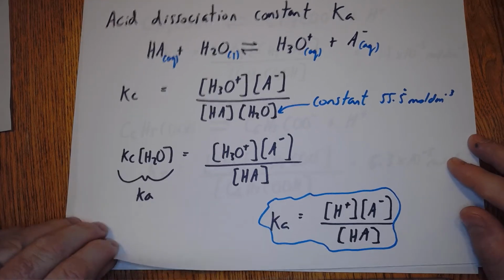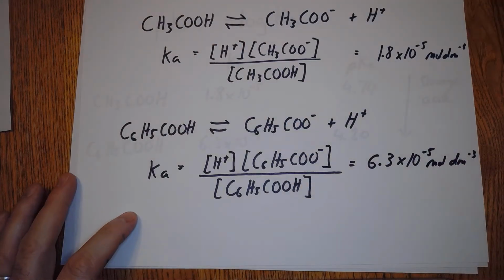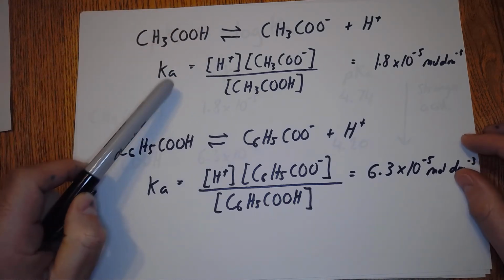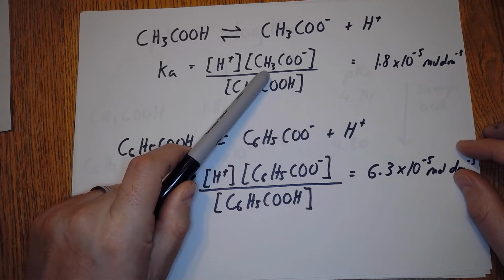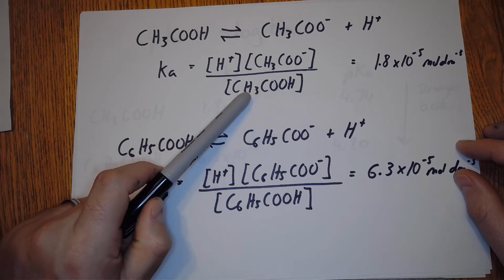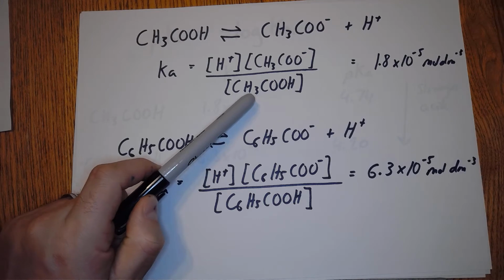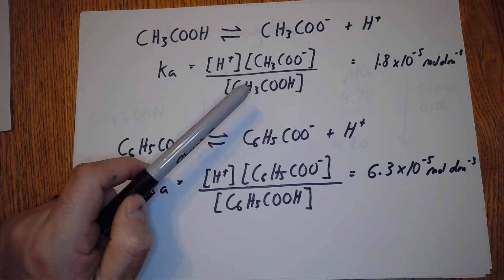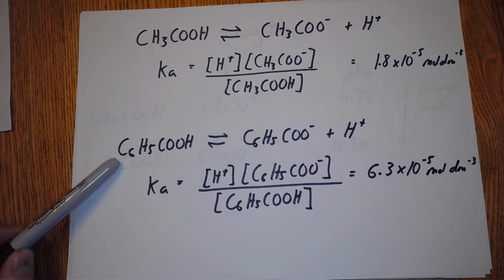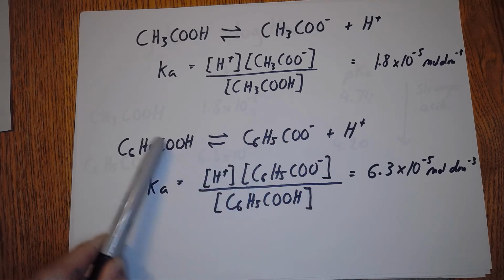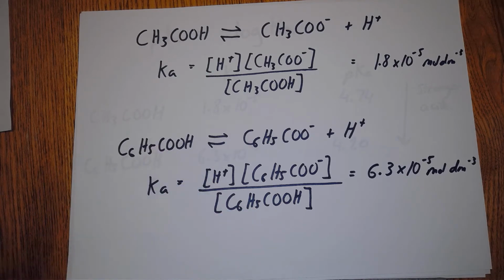So for example, the top one here we have ethanoic acid. We've got Ka is simply H plus times the ethanoate concentration divided by the concentration of the acid. Okay, and the actual value comes out at 1.8 times 10 to the minus 5 at 298 Kelvin. Here's benzoic acid, and you've got the same thing. You take the two products, you put the product of them on top, and this goes here. Simple, really.